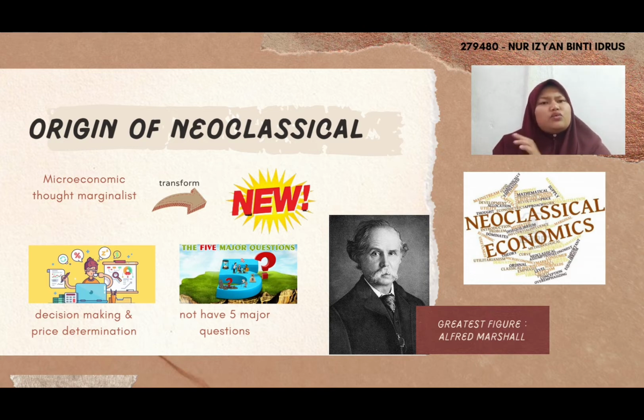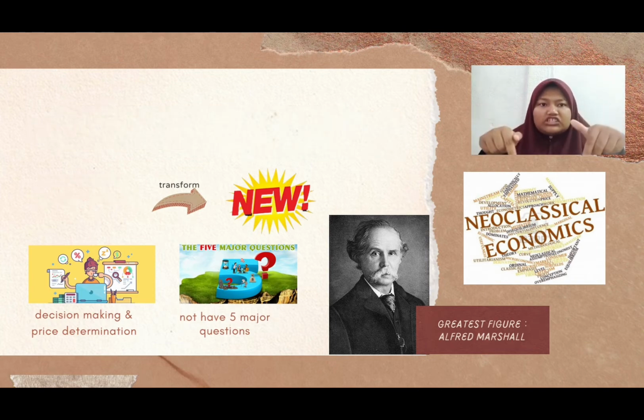Neoclassical school is quite unique. Why is it unique? Because they don't have five major questions like the other schools of economic thought. They draw on ideas of their predecessors, which are classical and marginalist, and develop them further. The greatest figure in this neoclassical school is Alfred Marshall.